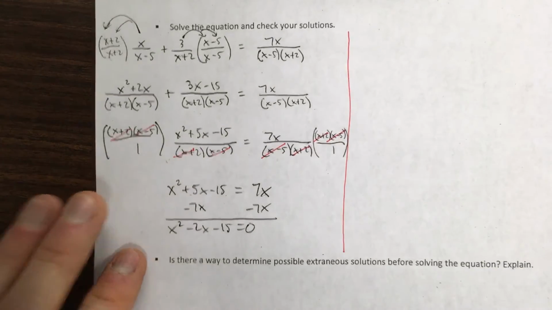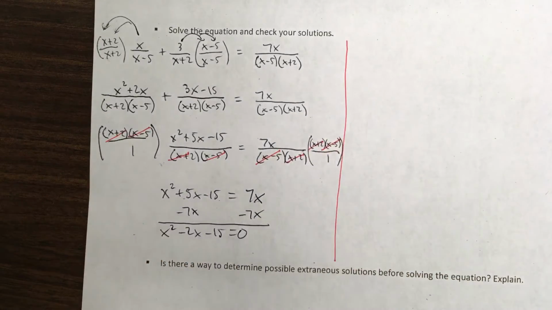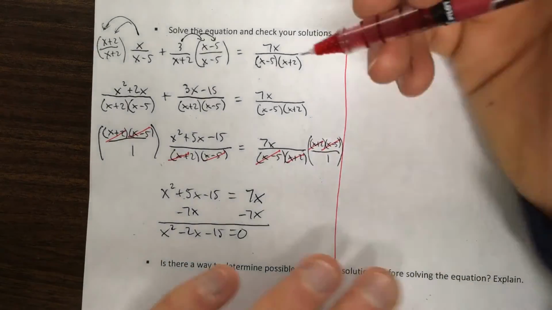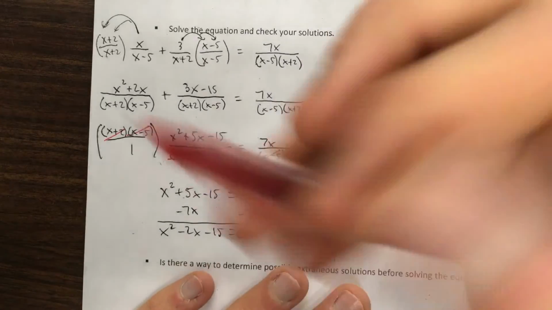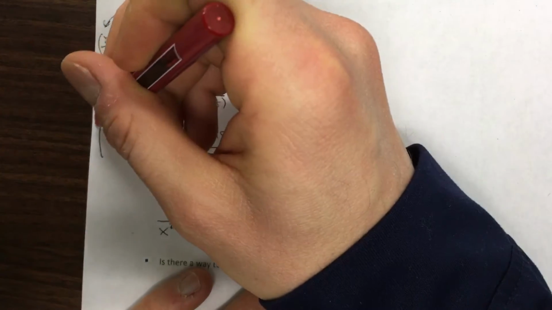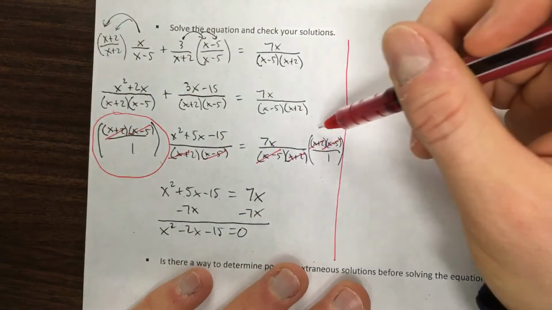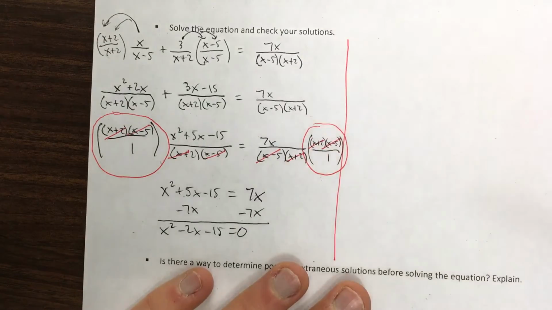Now, I split this page into two parts. Hopefully you did that as well. Because what's happening is, what we talked about in class, we multiplied each side of our equation by something very particular. What I circled there.